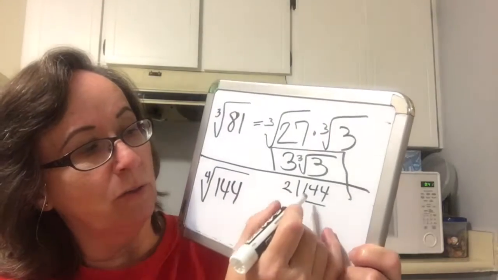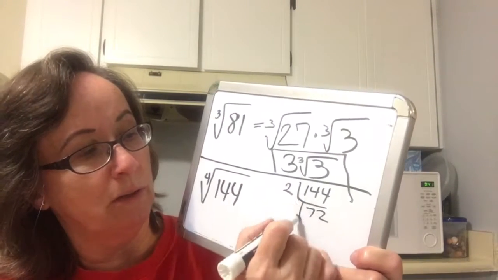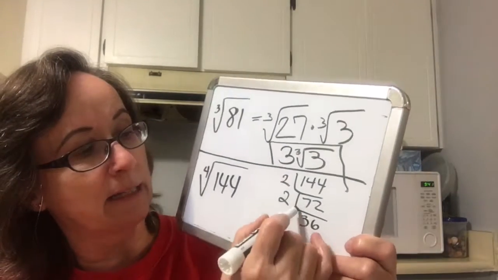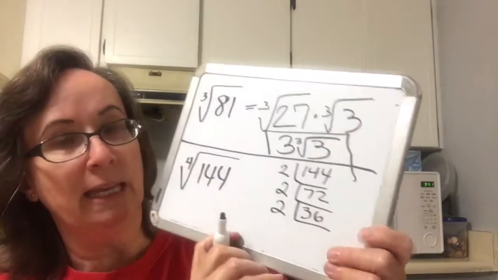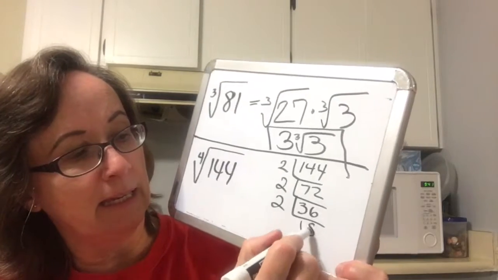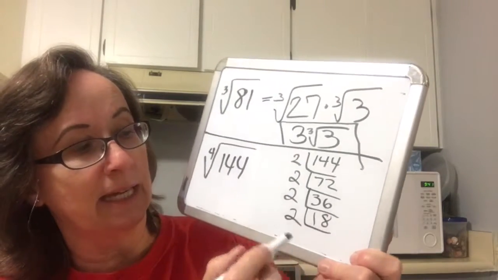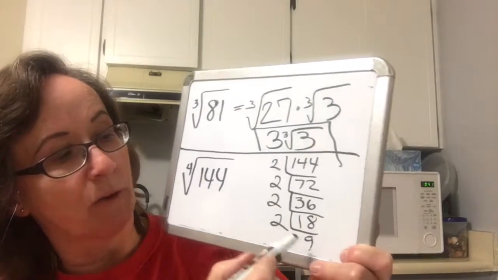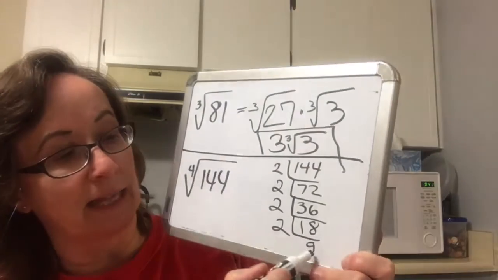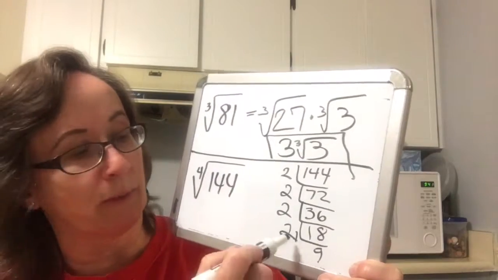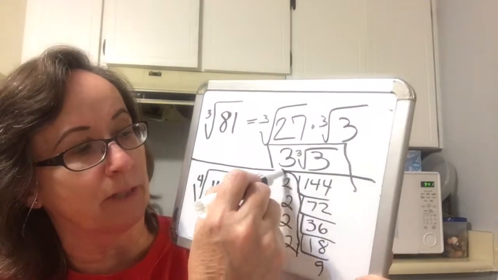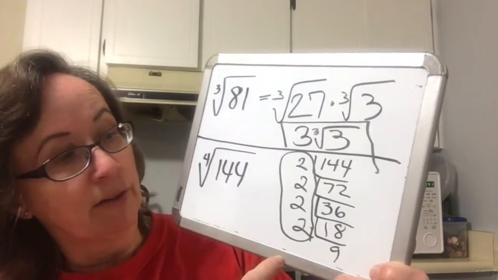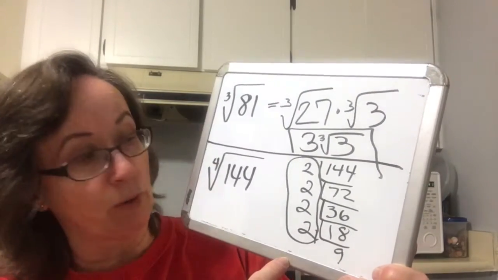We divide by 2 and we get a 72. We divide by 2 again and we get a 36. We divide by 2 again and we get an 18. We divide by 2 again and we get a 9. Okay, so we've got 9 as a leftover. We could break it up into 3 and 3, but it's still going to be leftover. And since we have 4 2's here, 4 2's is 2 to the 4th.